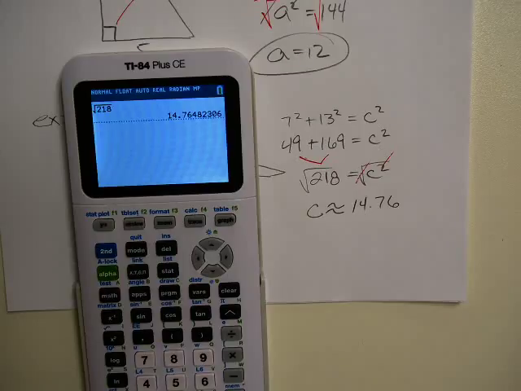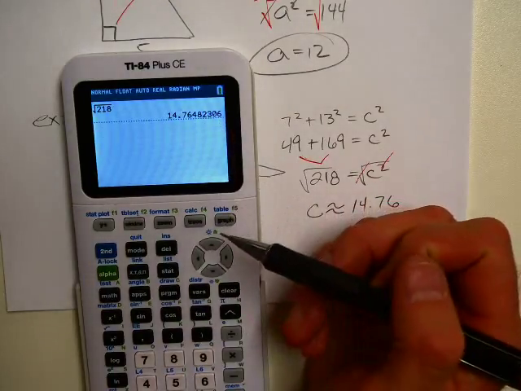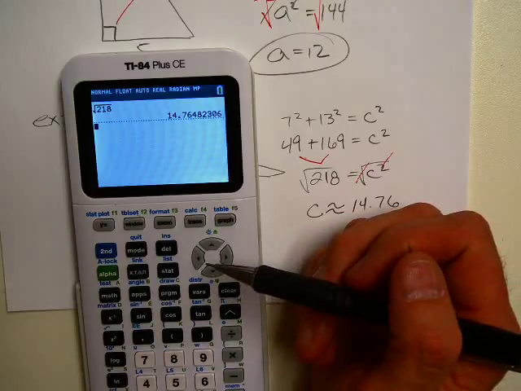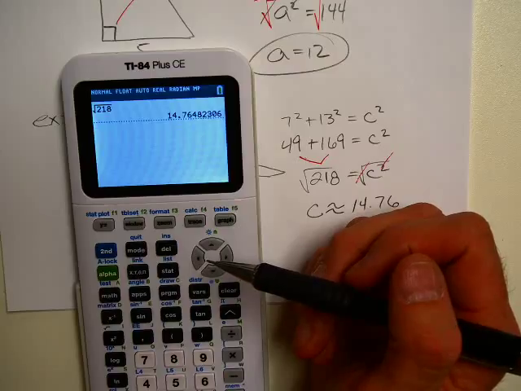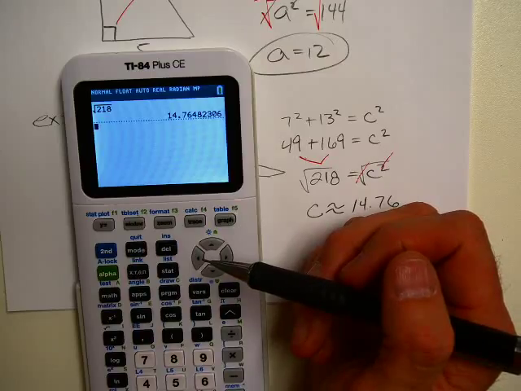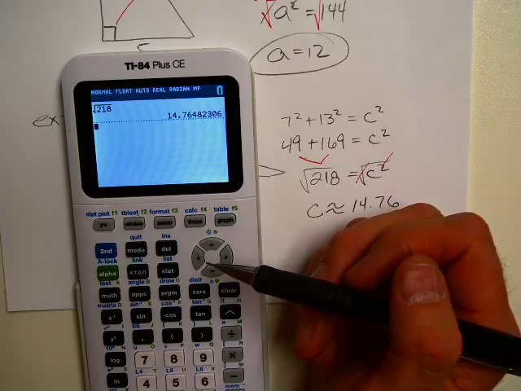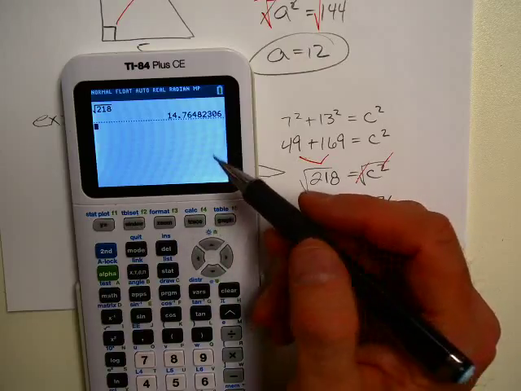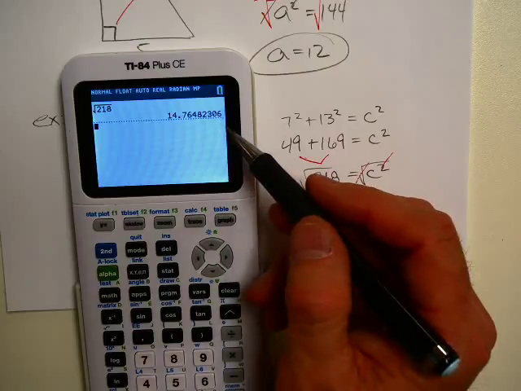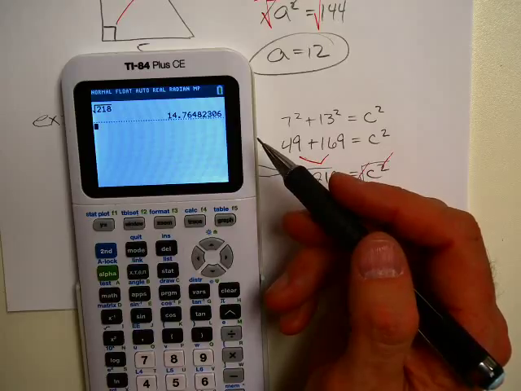14.76482306. Do you think that the calculator's rounding this number, or is that where it actually stops? Does anybody have an idea? Do you think it keeps going? Yeah, what do you think here? I think the letters that you're thinking of are scientific notation. Sometimes it'll tell you that, and it means that you got to move the decimal over. I think that's probably what you've seen before.